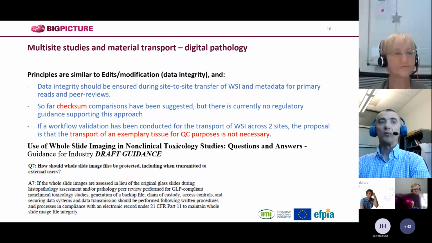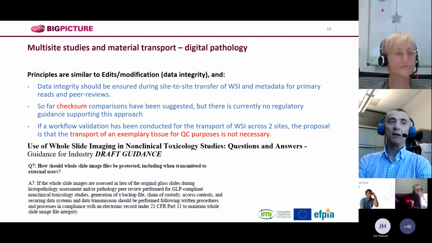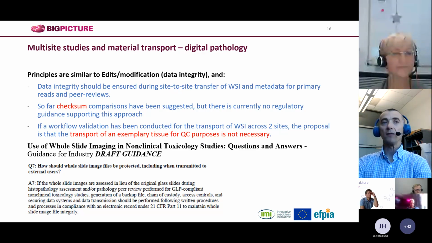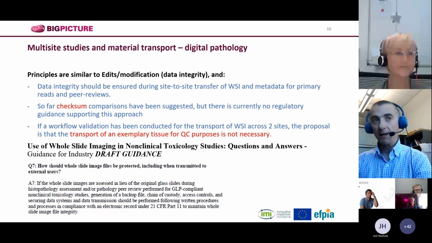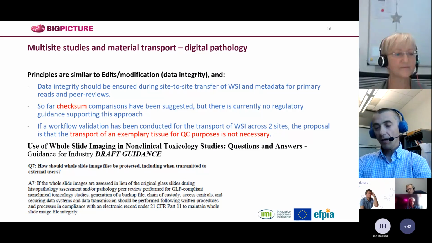That was an original proposal that's been debated because the current thinking is that it's not necessarily needed as long as the validation, and we'll talk about the validation, has proven that they had no issue in terms of data integrity and the transfer was trustable. So again, there is no guidance here. It's for discussion, but these are the two options that have been proposed.